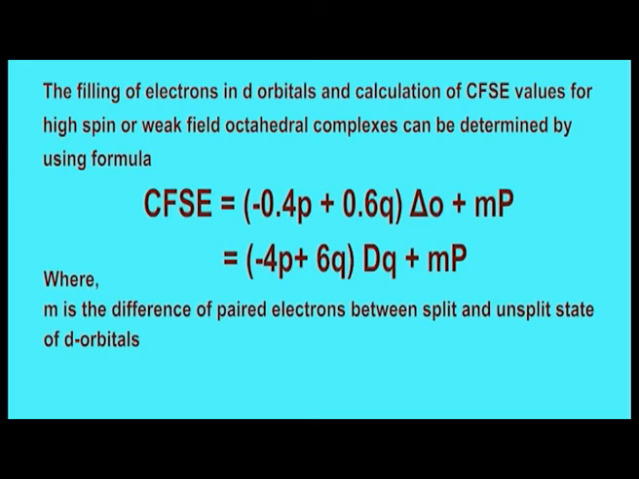The filling of electrons in d orbitals and calculation of CFSE values of high spin or weak field octahedral complexes can be determined by using the formula CFSE is equal to minus 0.4p plus 0.6q delta O plus mP, that is equal to minus 4p plus 6q Dq plus mP, where m is the difference of paired electrons between split and unsplit state of d orbitals. The value of CFSE from d0 to d10 arrangement is shown here.